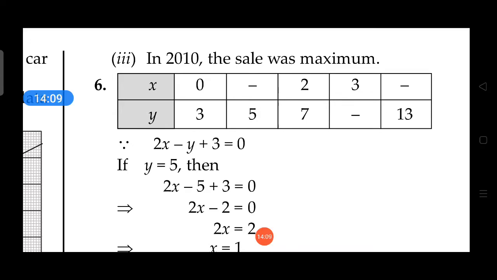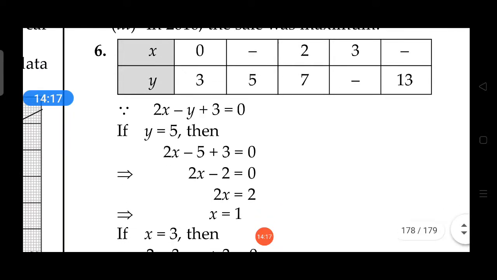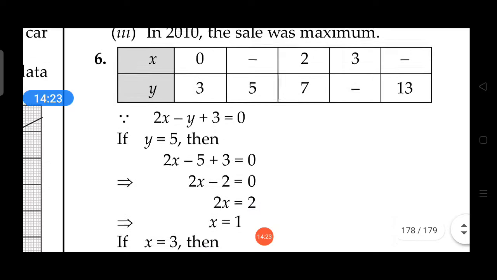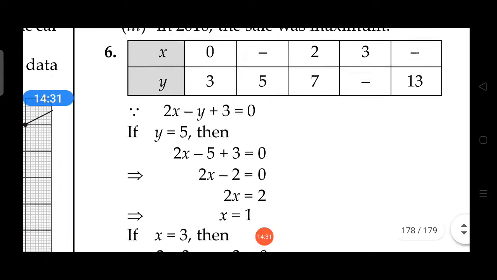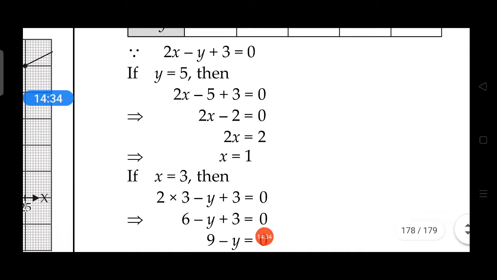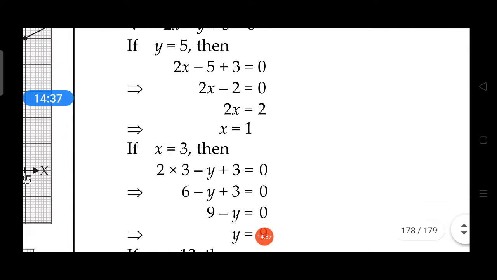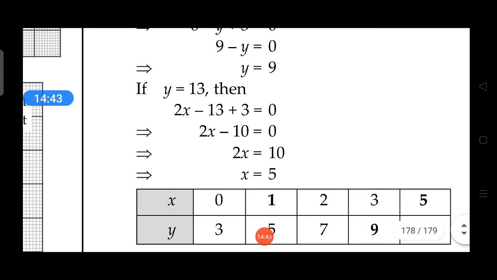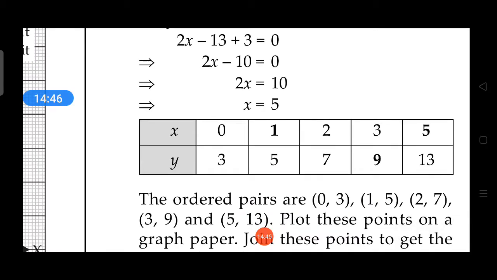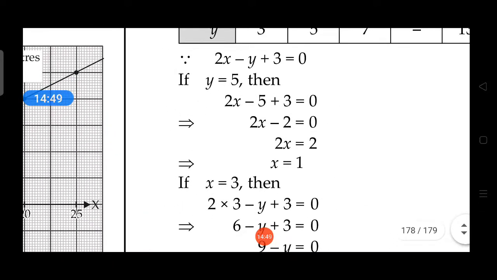Question number 6. Copy and complete the table of values of the following formula: 2x minus y plus 3 is equal to 0, and we have to draw a graph for 2x minus y plus 3 is equal to 0. Now for all things we have to take values for x and y. First we have to take the value of x, and we will get the y value. So here x will be 1, y will be 9, then x 5. Then the unknown value can easily be found by using this method.